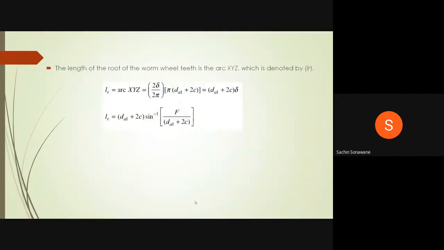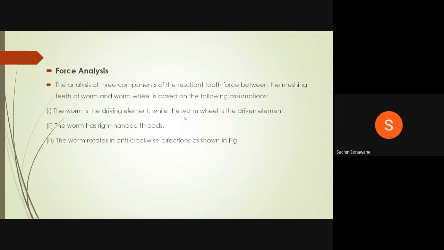The length of the root of the worm wheel teeth is the arc XYZ, which is denoted by LR. Therefore, LR is equal to arc XYZ, which is equal to 2 delta divided by 2 pi into pi into (da1 plus 2c), which is equal to (da1 plus 2c) into delta. Therefore, LR is equal to (da1 plus 2c) into sin inverse of F divided by (da1 plus 2c). Now, we will see force analysis.